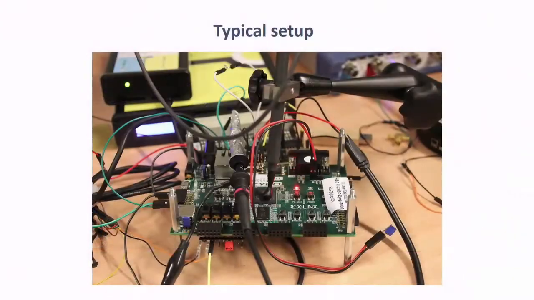Typically, a setup looks something like this. It's really the nitty-gritty hardware hacking. There are cables everywhere, there are probes, there are things soldered on and off, and I don't know what. This is a typical setup for voltage fault injection. Of course, it depends a bit on the person how neatly this looks, but this is mine.